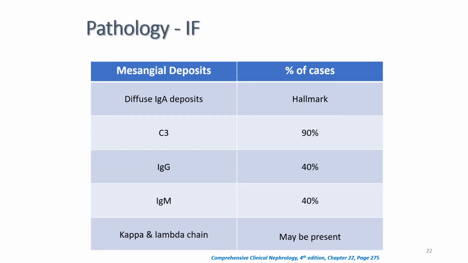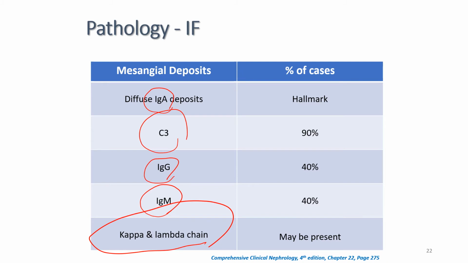Regarding immunofluorescence, for sure we will find diffuse IgA deposits and C3 deposits in 90% of the cases, while C3 in the serum will be normal. In idiopathic IgA nephropathy, C3 in the serum will be normal. It is deposited in the glomerulus due to local activation of the autoimmune system in the kidney. It may be associated with IgA, IgG or IgM, and maybe also kappa and lambda chains.